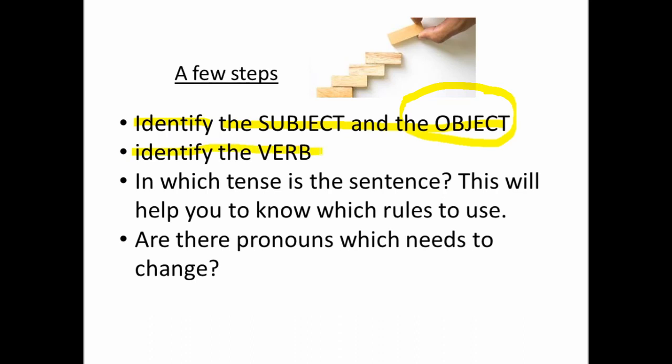Identify the verb. When you get to grade 6 and 7, you will need to know in which tense the sentence is. This will help you to know which rules to apply, because each tense has a different set of rules when it comes to changing a sentence in Lydende vorm. And the last step that you need to consider is, are there pronouns which need to change?